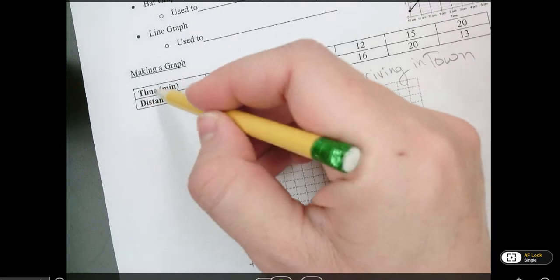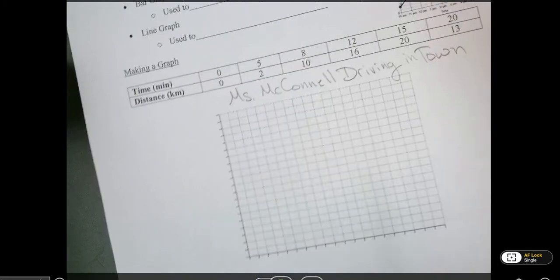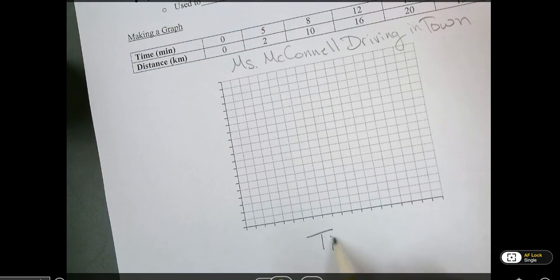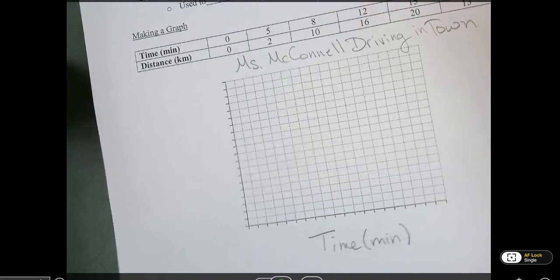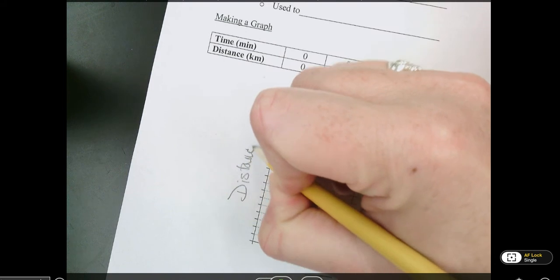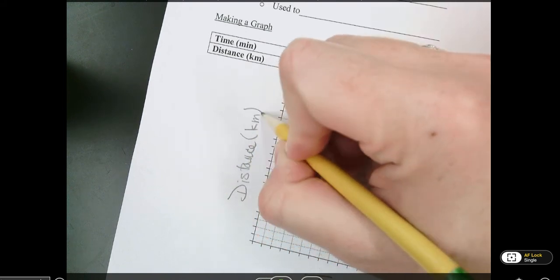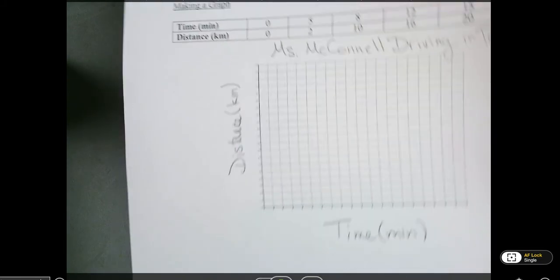And when we're doing a time distance graph, time is always our independent variable, so we're going to label time, and it's given me my unit, so I'm going to put down the unit, time in minutes, and distance in kilometers. Some of you put the labels but didn't put the units down. It's important to do both.